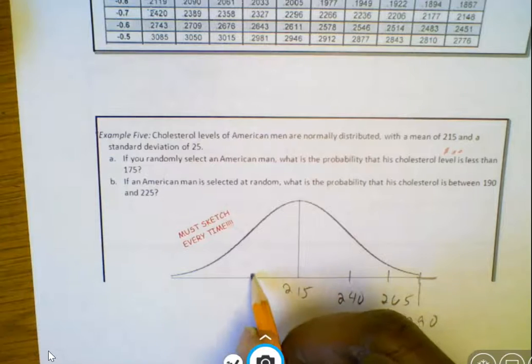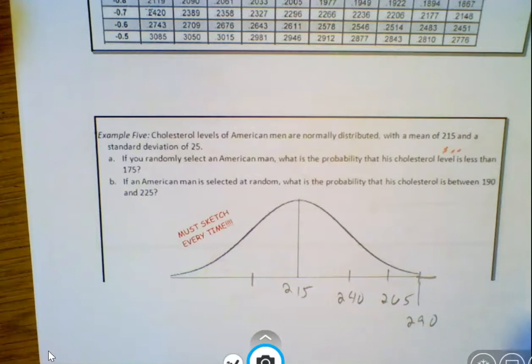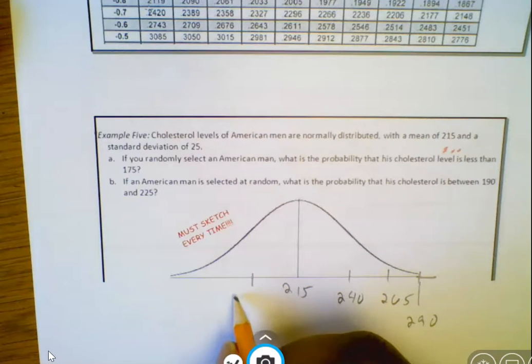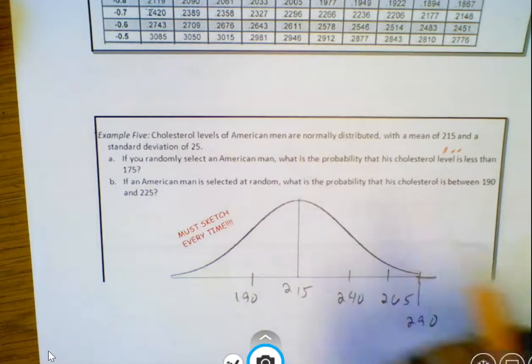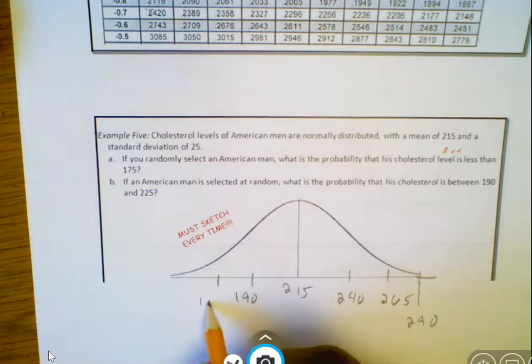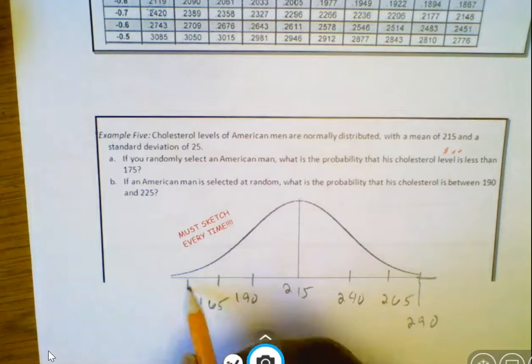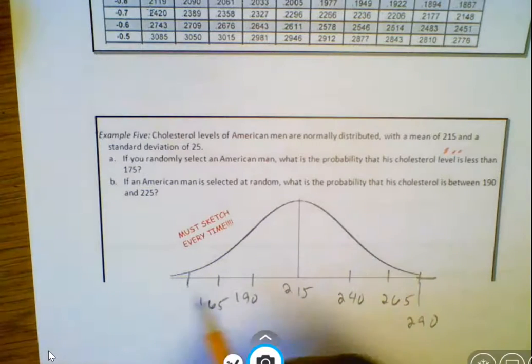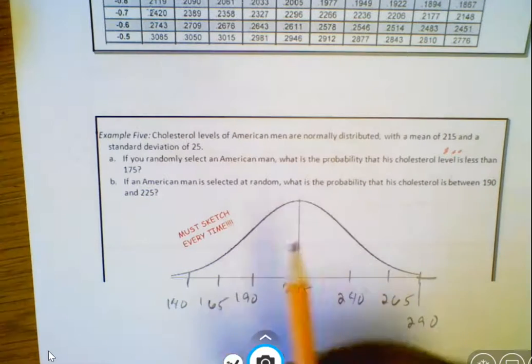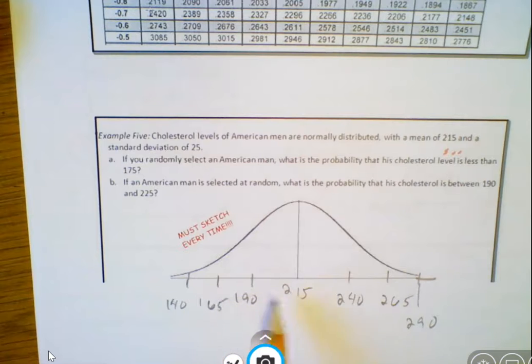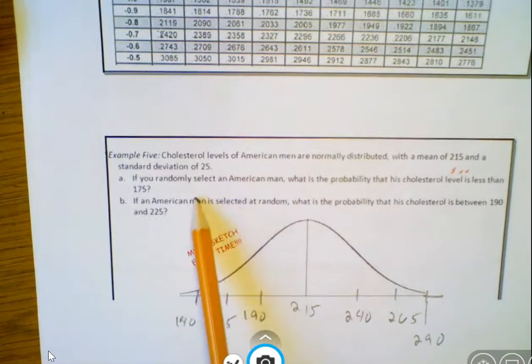Then go on the back end. 215 take away 25 is 190. And then take away 25 should be 165. Take away 25 again, should be 140. So that's 3 standard deviations on each side. So we created the bell curve. Always do this first.